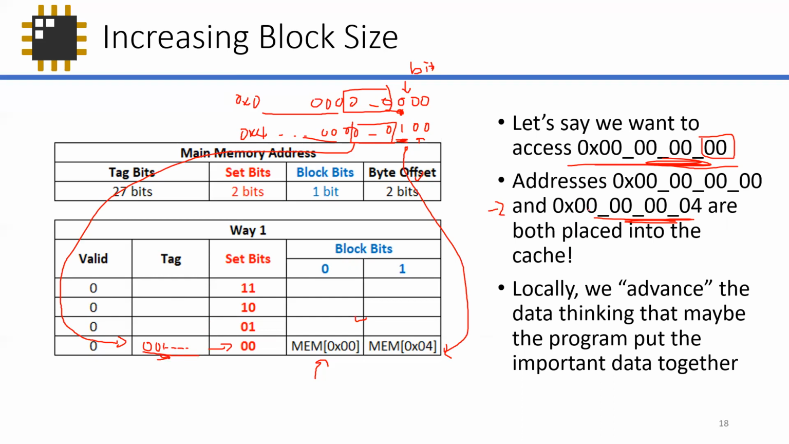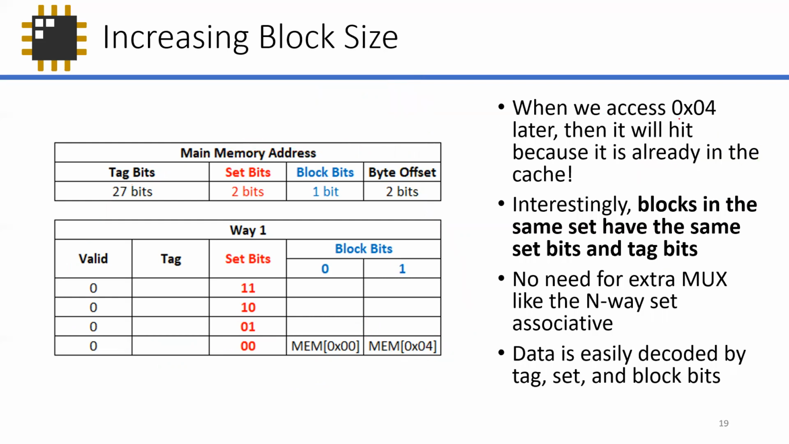So consecutively, addresses 0x0 and 0x4 are placed in the cache at the same time. When I actually wanted to access 0x0 only, I also put 0x4 in the cache at the same time. So technically, we advance the data, thinking that maybe the program will use 0x4 later on. So when we access 0x0 first, that was a miss.